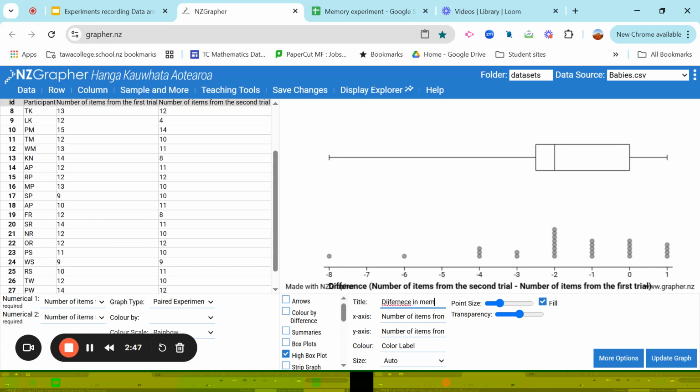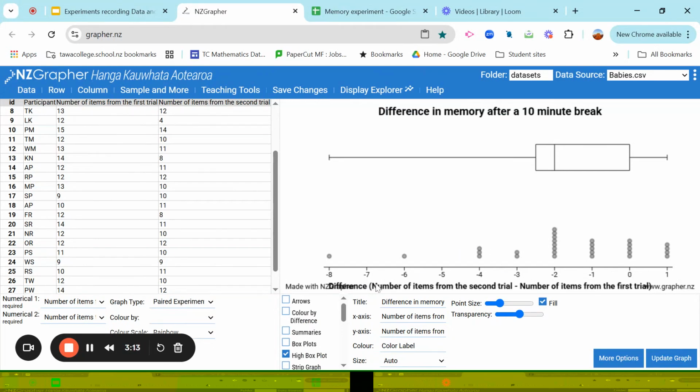so the difference in memory after a 10-minute break. Try and make sure that your title is something that actually does explain what you have been finding, and also always check for your spelling mistakes. All right, update the graph. So now I've got a good title there.